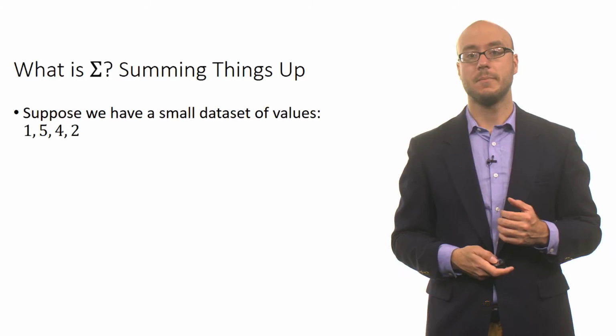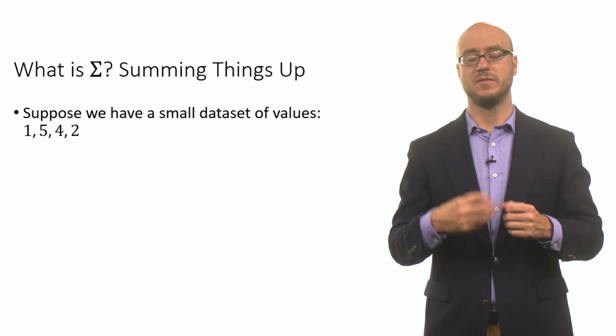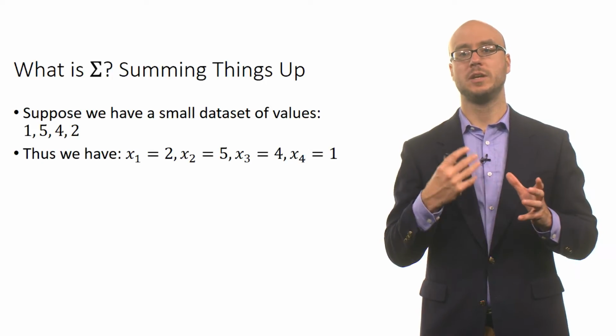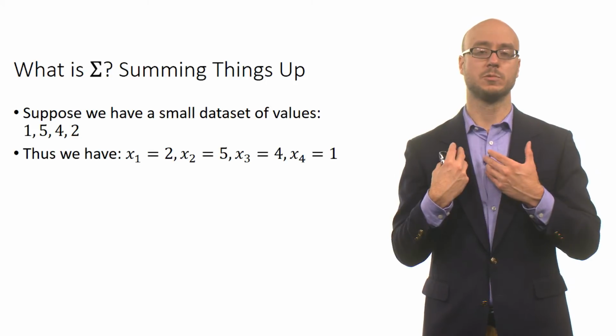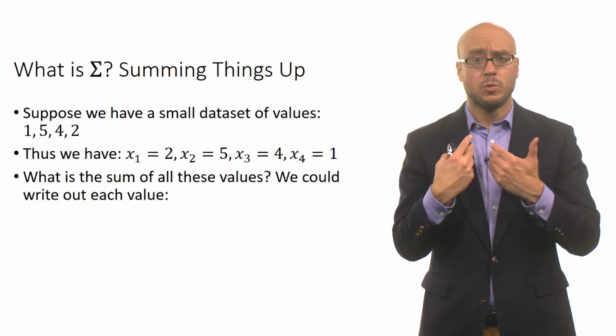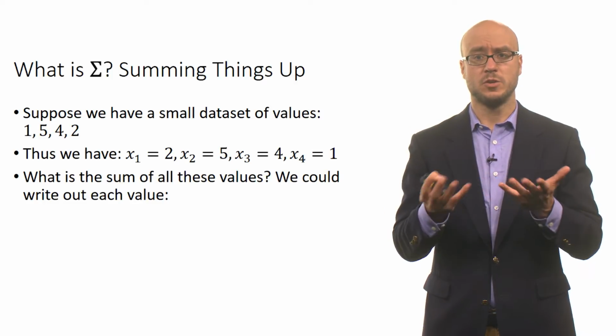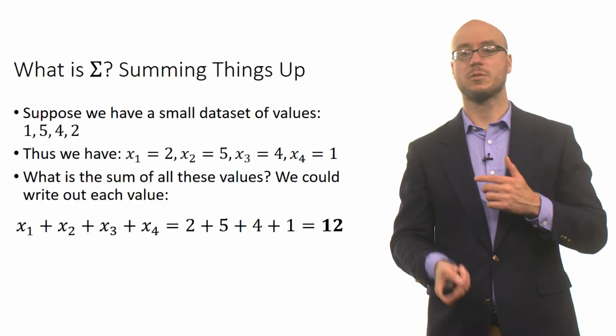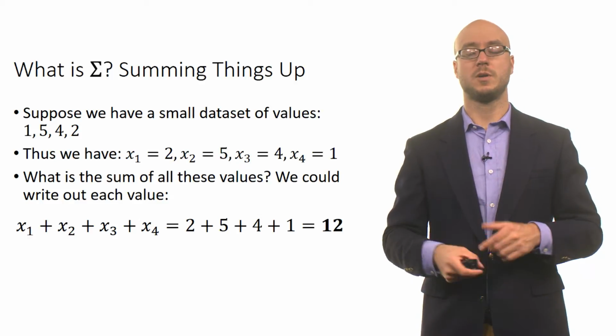Now, when you're looking at this formula, you see that there's this giant Greek letter sigma. That doesn't refer to a population parameter. It refers to a shorthand, a very convenient bit of notation. Capital sigma means summing things up. Suppose you have a small data set of 4 observations. We might label x1 equal to 2, x2 equal to 5, x3 equal to 4, x4 equal to 1. You might want to know, what is the sum of all these values? You could just write out each value: x1 plus x2 plus x3 plus x4, that's 2 plus 5 plus 4 plus 1, which equals 12.